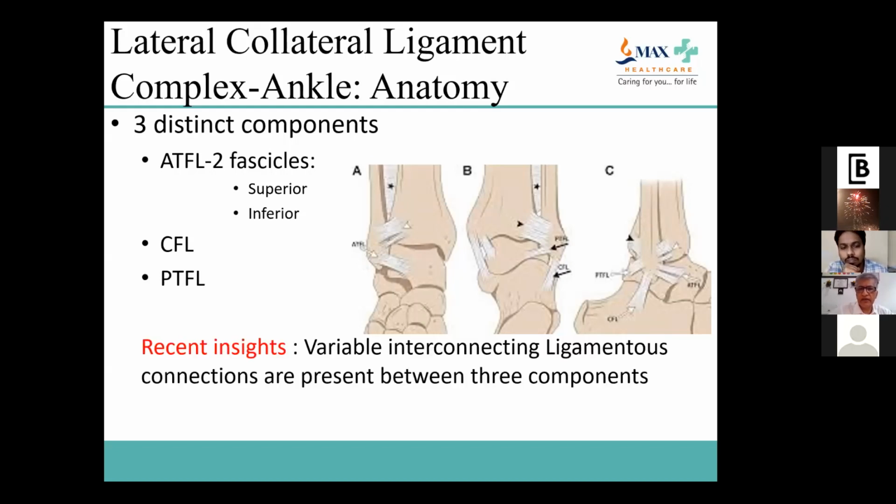Now, recently, it has been shown that these ligaments are not isolated ligaments. They are not just standalone ligaments. There are some interligamentous connections which connect them. And the amount of injury to these interconnections probably plays some role in different kinds of symptomatology or a different kind of recovery process in different individuals.